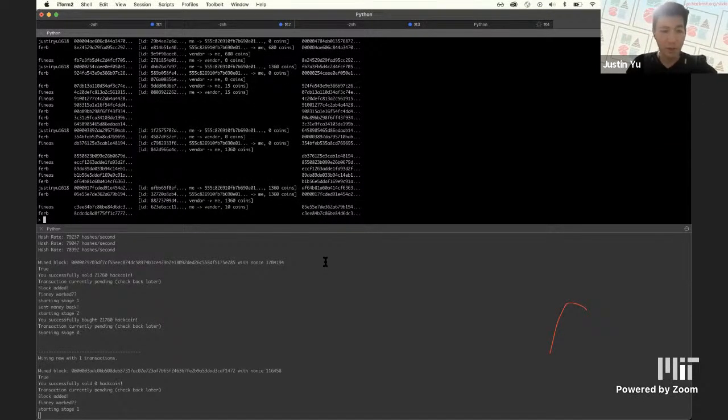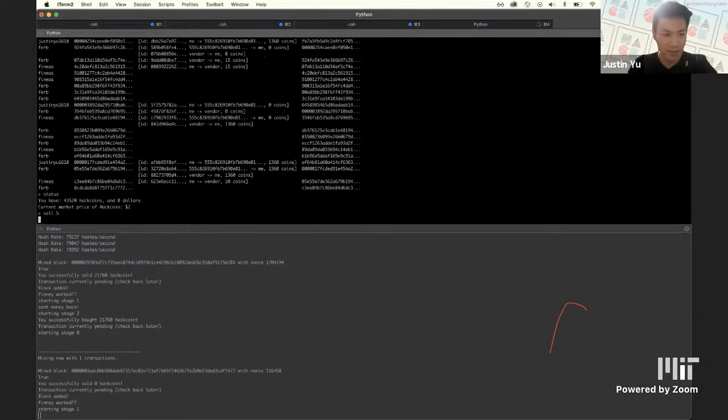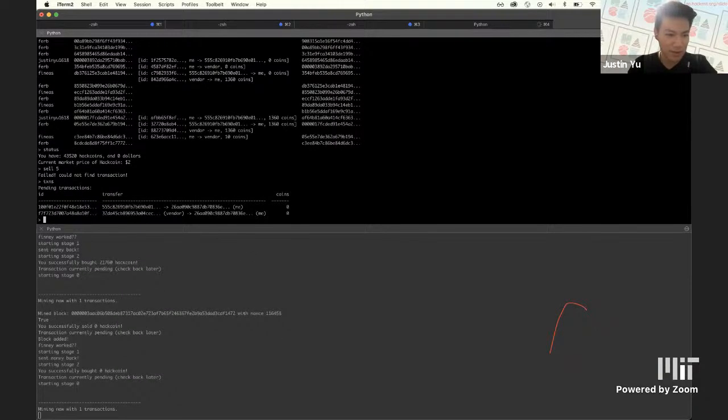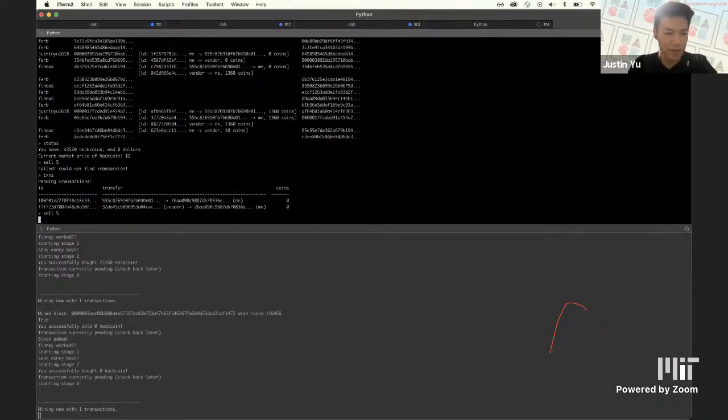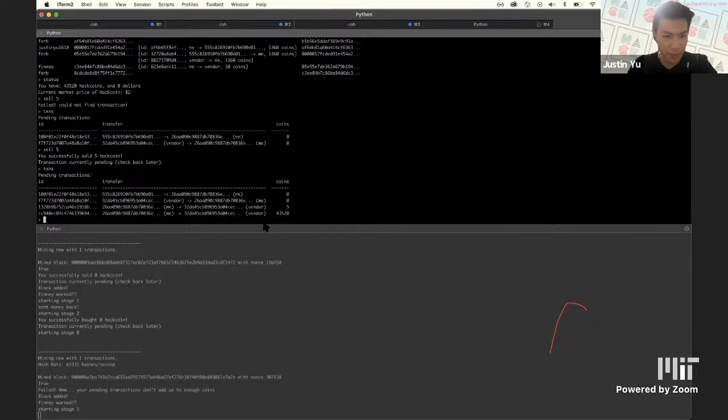The crucial observation is this: say I have 43,000 Hackcoin. Also, I'm running the solution right now, that's why the Hackcoin is increasing. But say I have 43,000 Hackcoin and I want to sell 5 of them. So I sell 5 Hackcoin, and that is on the transaction queue right now.